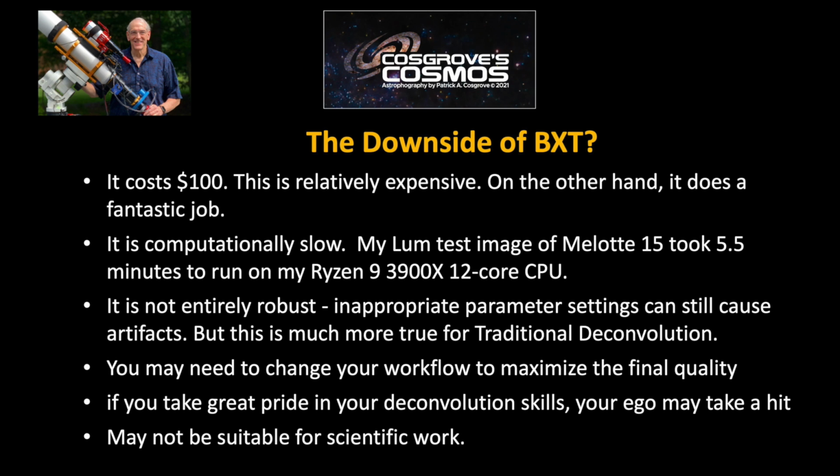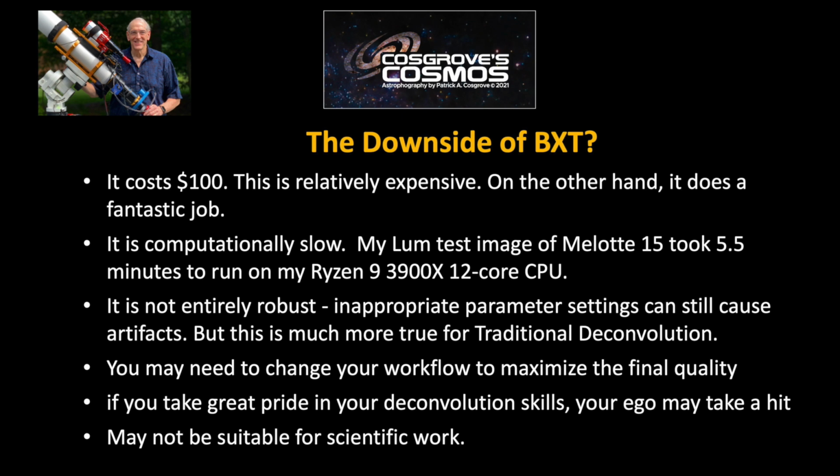Next, I would say it's computationally slow. When I ran this on my image processing station, which is based on a Ryzen 12-core CPU, it took about 5.5 minutes to process a neutral image, one-color image. So that's kind of slow. Now, it is true that I have not gone through and set things up so that it's running on my GPU. And for people who have done that, it sounds like it speeds up quite a bit. But even with that, there is some computation that will have to be done there. It's not instantaneous.